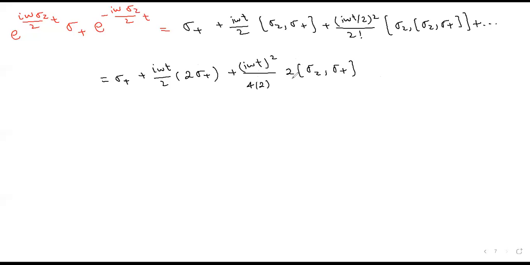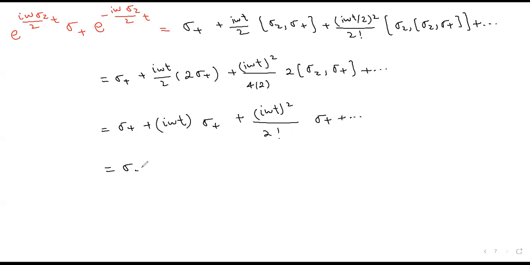So the 2 will be cancelled out with this 4, and this is sigma positive plus iota omega t sigma positive plus iota omega t squared, and the remaining two factors of 2 can be written as 2 factorial and sigma positive. So let's take sigma positive out of all the terms. So this is 1 plus iota omega t plus iota omega t squared over 2 factorial.